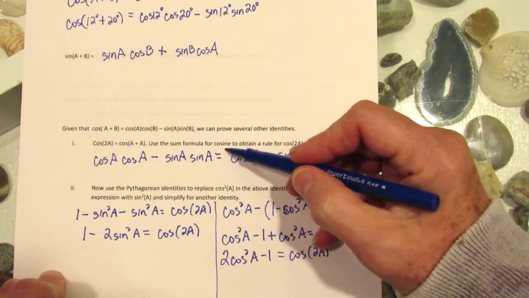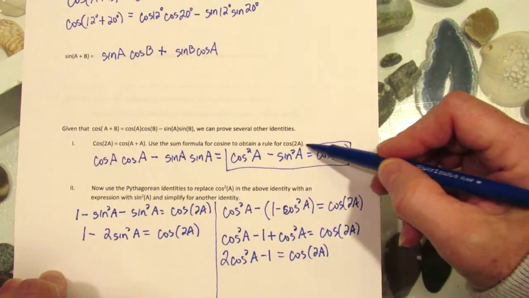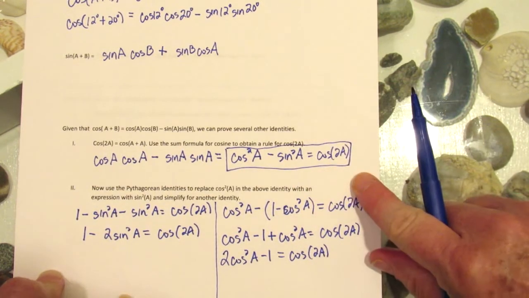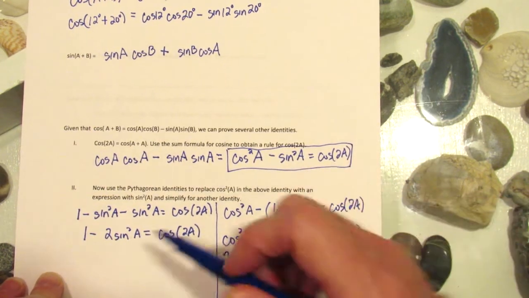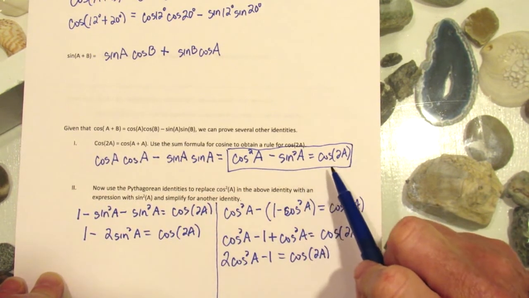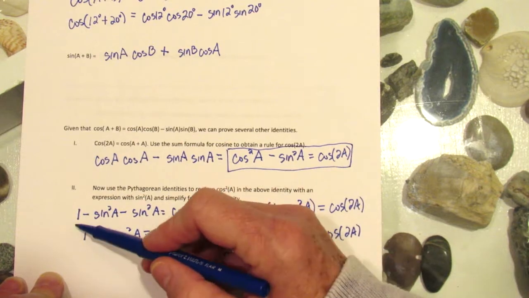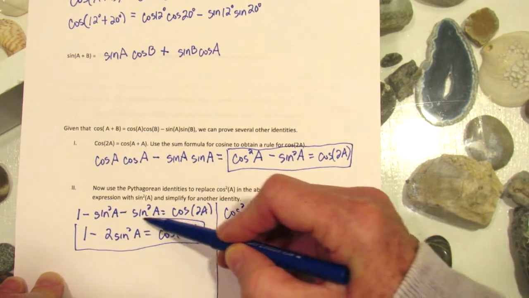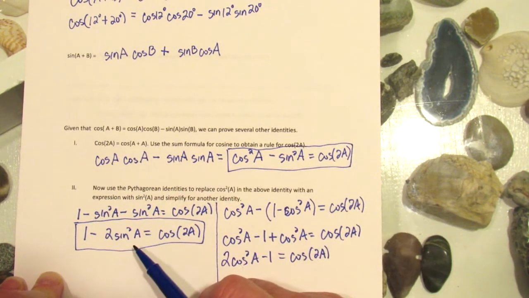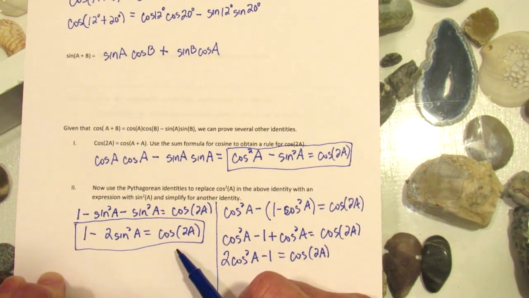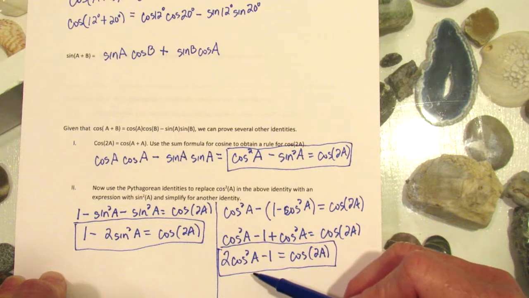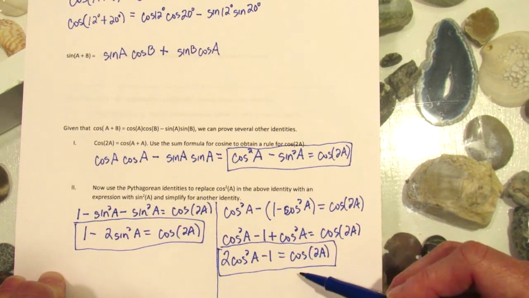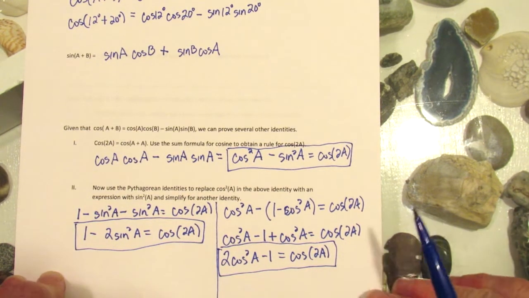So I have actually three different expressions that could all be used as an identity for cosine of 2A. I have this expression, cosine squared minus sine squared is equal to cosine of 2A. I have this expression, 1 minus 2 sine squared A is equal to cosine of 2A. And I have this expression, 2 cosine squared minus 1 is equal to cosine of 2A.